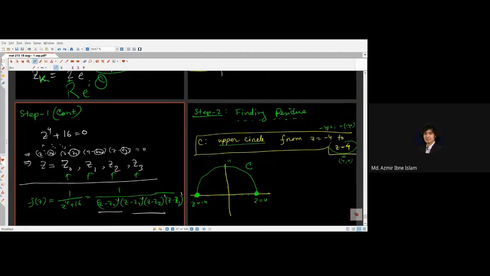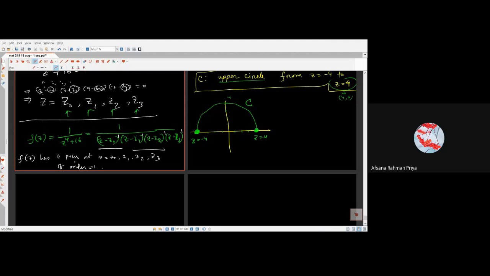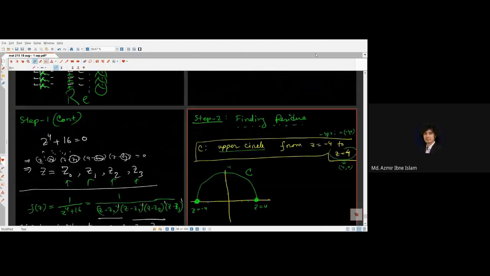We have done a similar problem in the last consultation. You can remember. So here f(z) has 4 poles at z = z0, z1, z2, z3, each of the poles with order 1. Is that clear? Yes, sir.